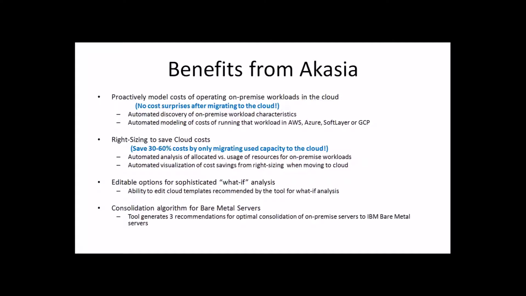Our tool is very simple to use, but we understand that migrations are not that simple. So we allow for very sophisticated what-if analysis. And here you can take the recommendations that the tool has provided and then edit them further if you want to do custom migrations or if you just want to play with what-if analysis. Now, another benefit we have, and this is not necessarily for Amazon at the moment, but it's for SoftLayer bare metal. For SoftLayer bare metal servers, there are a lot of physical environments that are being consolidated, and doing the consolidation is a fairly complex task, and our tool generates 3 recommendations for optimal consolidation of on-prem servers to IBM bare metal.